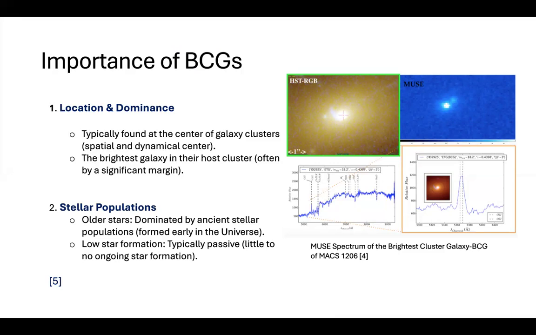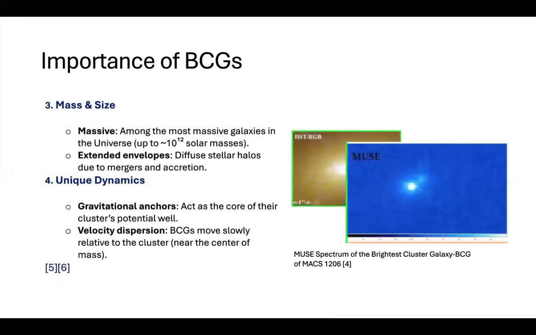I became interested in these objects because I now know the connection between the BCGs and galaxy cluster evolution. Typically found at the center of galaxy clusters, these BCGs are the brightest galaxy in the host cluster. They are dominated by an ancient stellar population, with low star formation. They are massive galaxies, around 10 to the 12 solar masses.